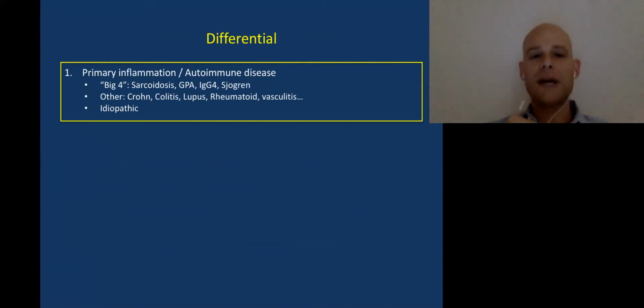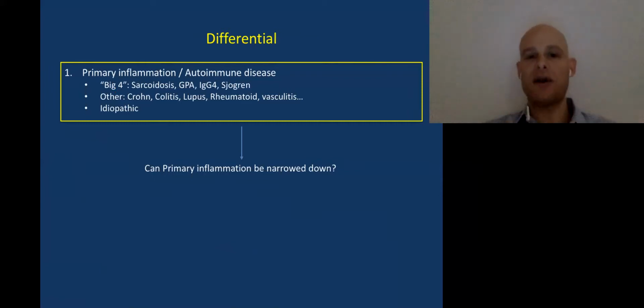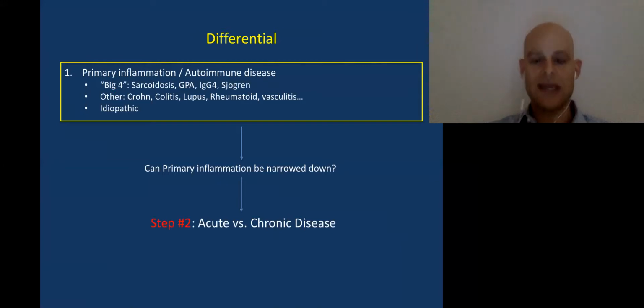If you look at this entire category of autoimmune disease, it in itself is quite large. And what you always ask yourself, what I ask myself is, well, can this be narrowed down even further? Can I figure out what's going on here within this category of autoimmune disease? And the answer is yes, you can. And that's by asking yourself if the disease was acute or chronic.